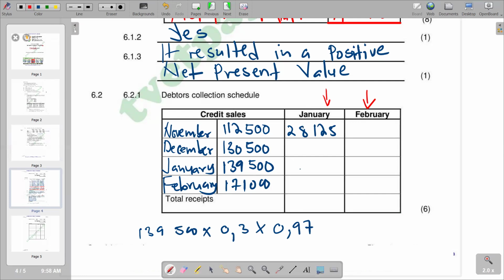Then we consider February. Remember, we only consider February. What are the credit sales for February that are going to be received in February? So we say 171,000 being credit sales for February. We multiply by 0.3, and the answer that we get we multiply by 0.97. We can just try to see what we get.